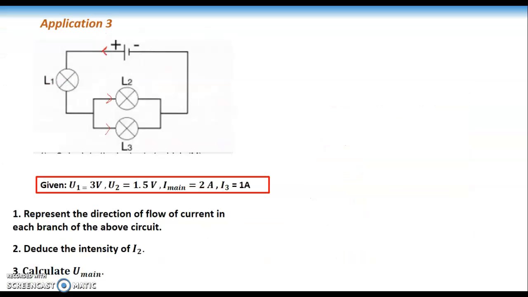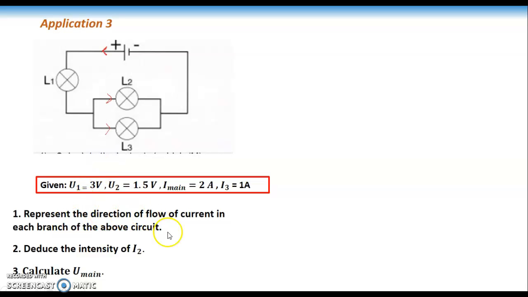In this video, I'm going to explain application 3 that includes both series and parallel grouping. As you can see, this is a battery showing the positive and negative terminal connected in series to a lamp L1. Then it's connected to a parallel grouping of two lamps L2 and L3. And from the other side, this whole grouping is in series to the battery. But L3 and L2 are in parallel with respect to each other.